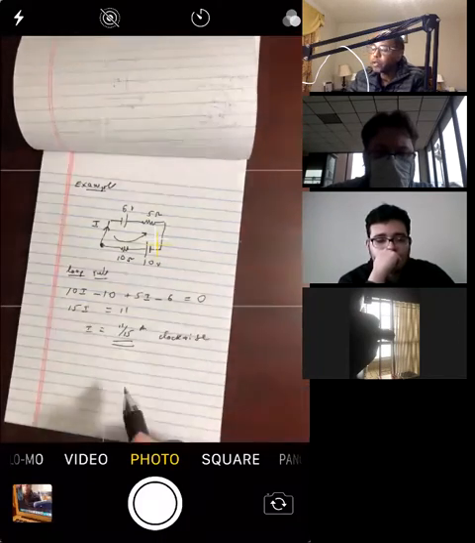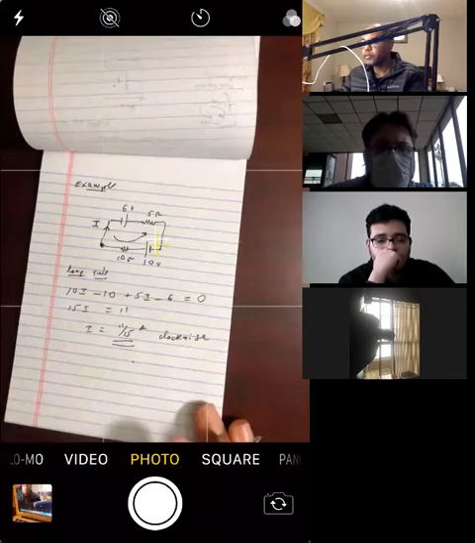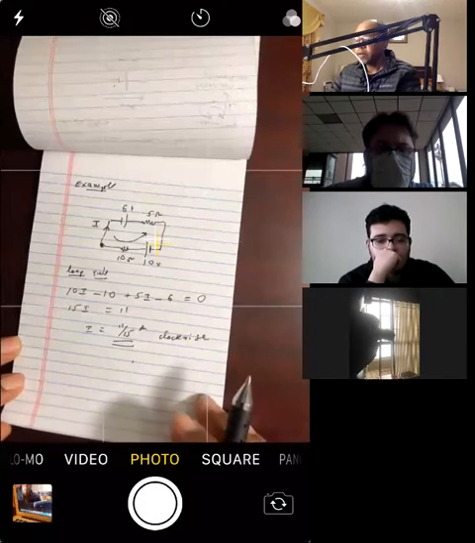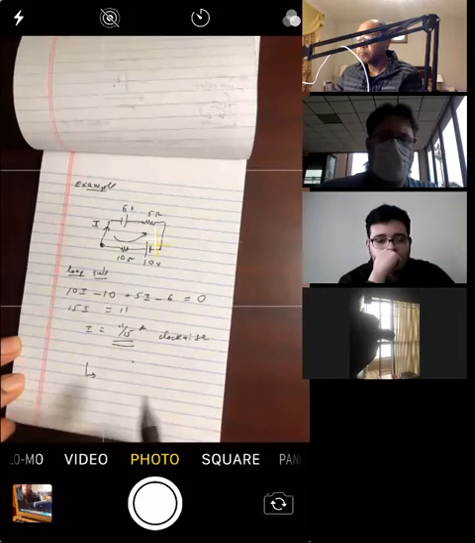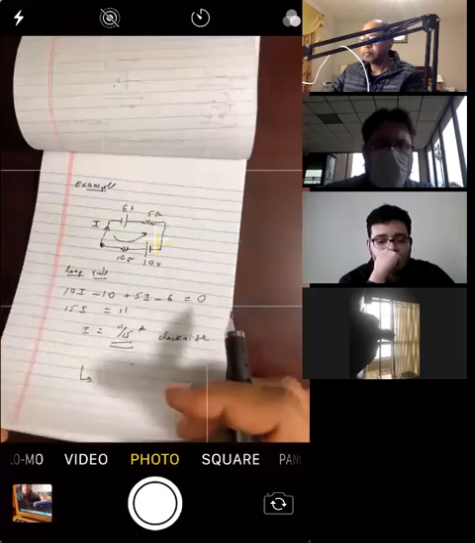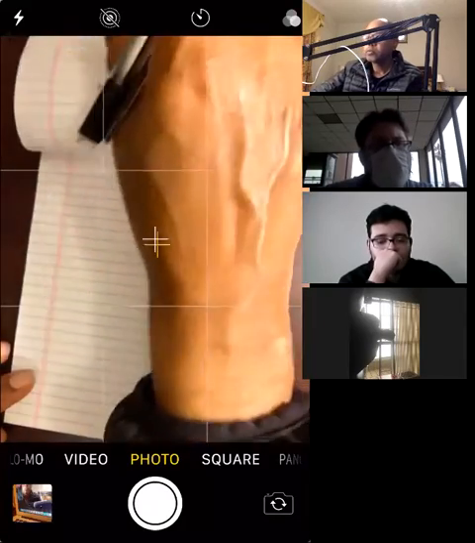Okay. All right. So this is a very simple circuit. Now we're going to solve a problem with 2 loops. Okay. Another example is 2 loops.